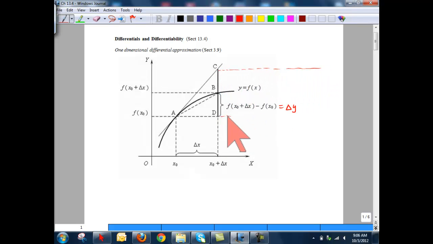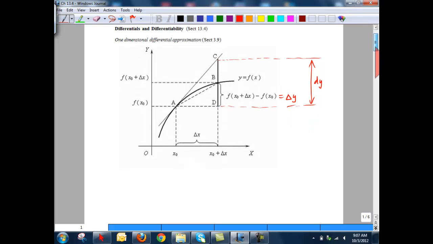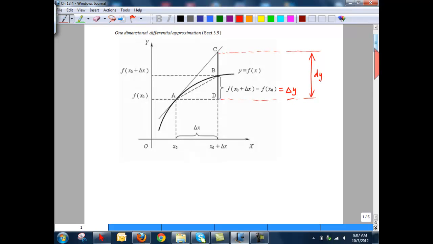And then we start discussing this difference, and we'll call that dy. And you can see that if delta x is small, then dy will hopefully be a pretty good approximation to delta y. So let's see if we can compute or figure out how to compute this dy.